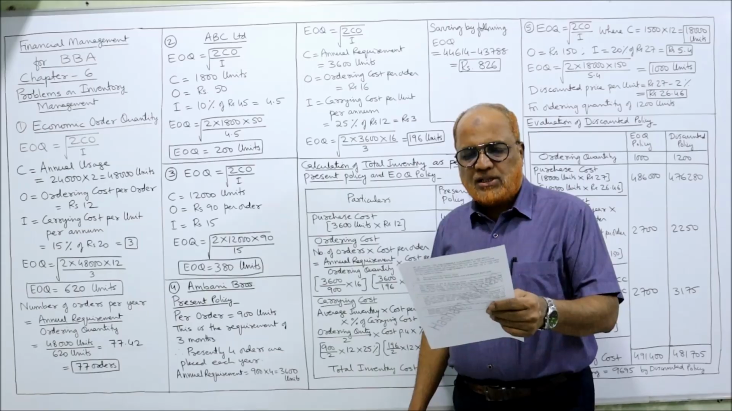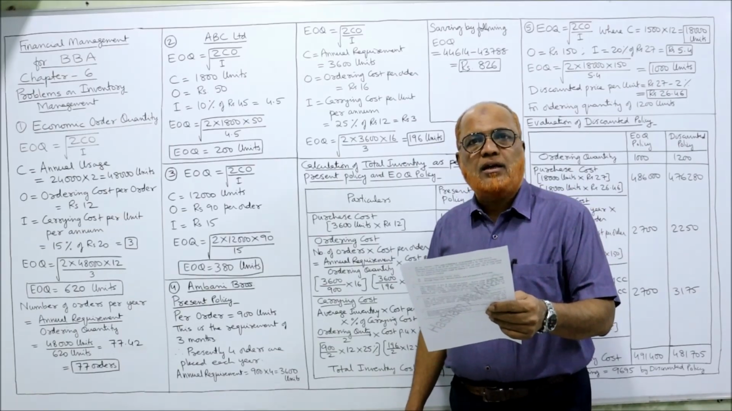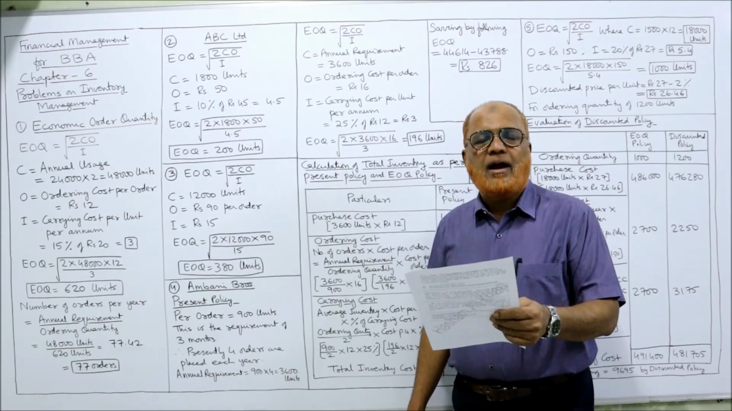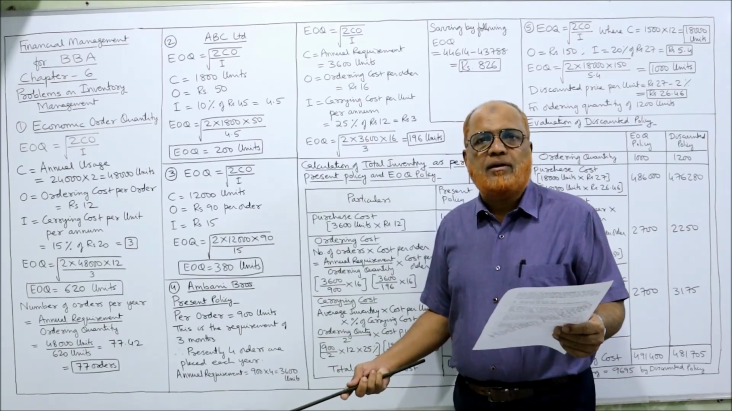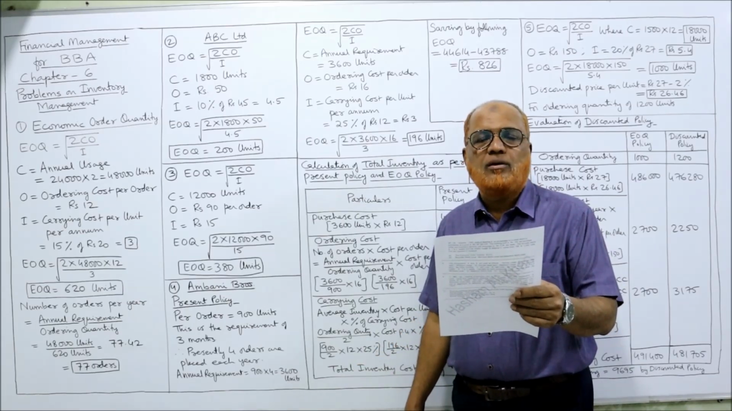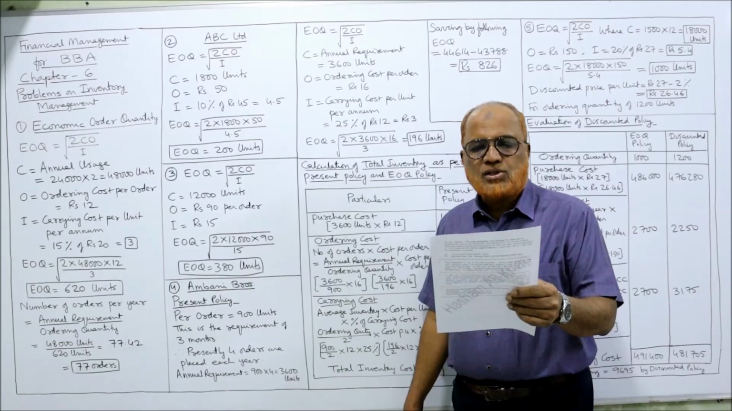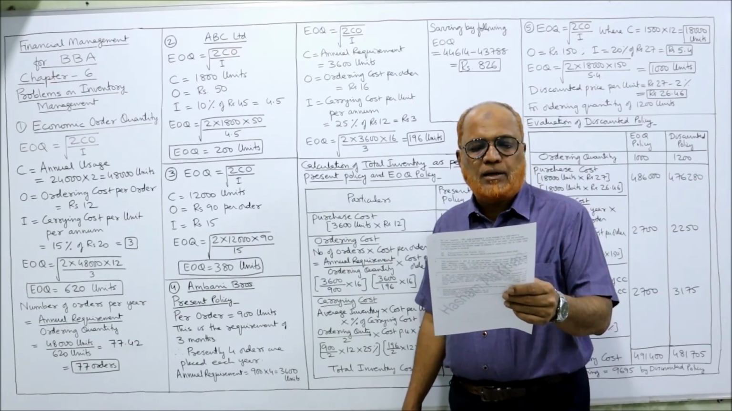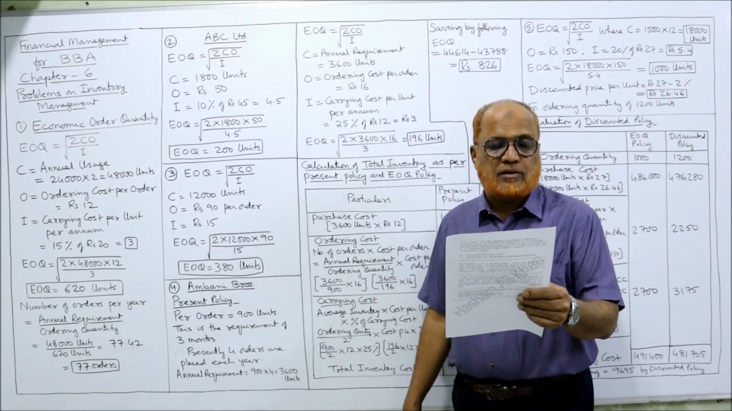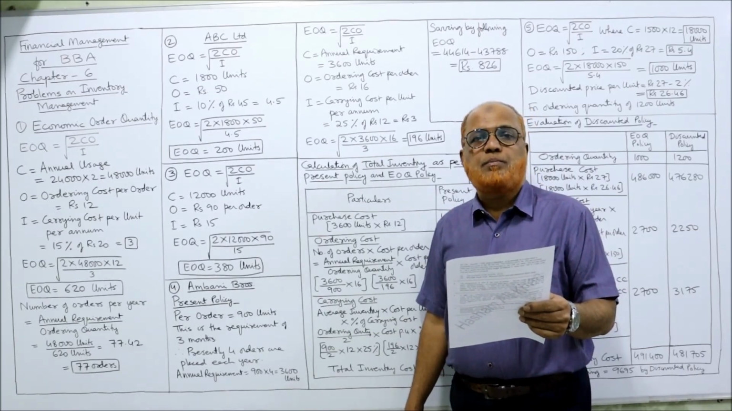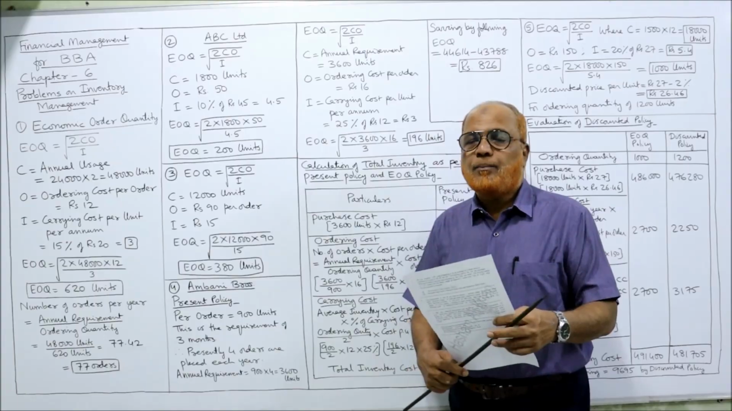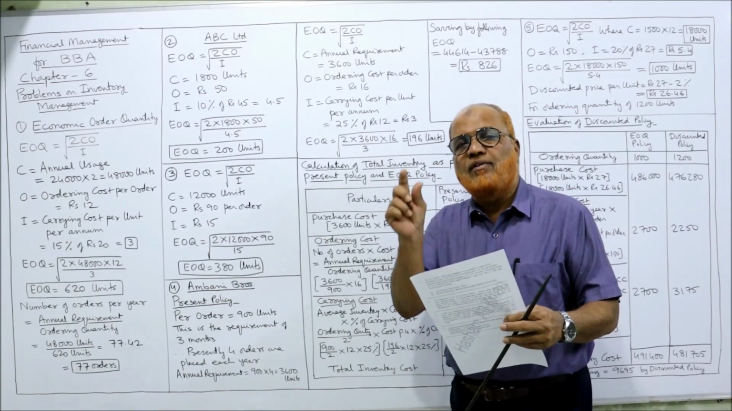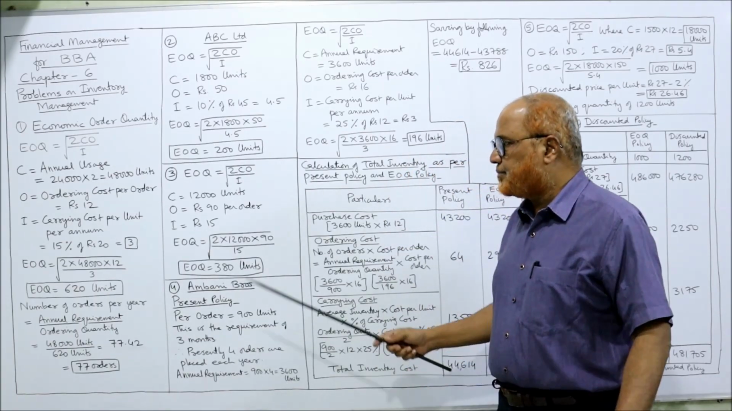From the following particulars, find out the EOQ. Again EOQ. Annual demand or annual requirement, that is 12,000 units. Ordering cost 90 rupees per order. Inventory carrying cost is 15 per unit. In the previous two problems, percentage was given. Here percentage is not given, directly 15 rupees per unit, right?